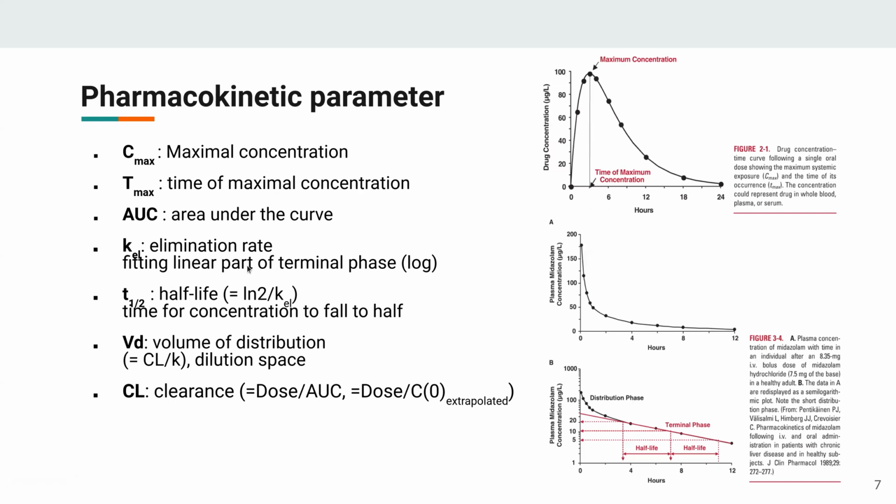How is the elimination rate calculated? This is done on a log scale. You take this concentration-time dependency and take the logarithm, and then you use the terminal phase of elimination, which is often a straight line, and from the straight line via a curve fit you can estimate the elimination rate.